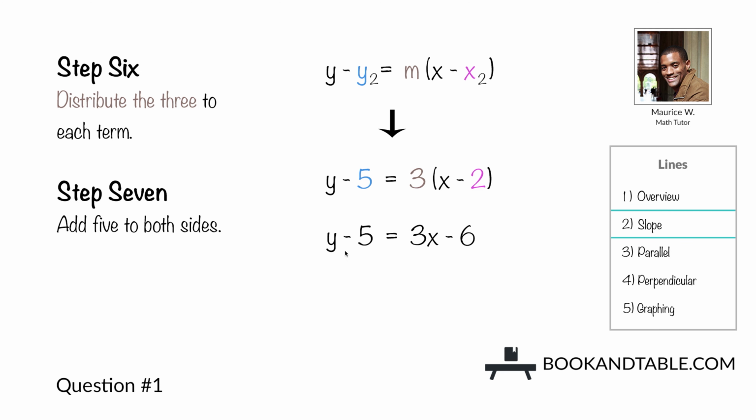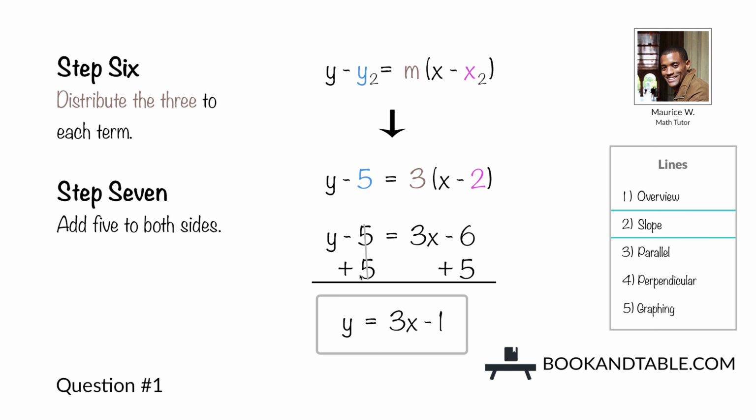We want to isolate y on the left side of our equation. So we'll add 5 to get rid of this negative 5. That leaves you with y is equal to 3x minus 6 plus 5, which is minus 1. So again, we wind up with the same equation when we use the second point. Y is equal to 3x minus 1.